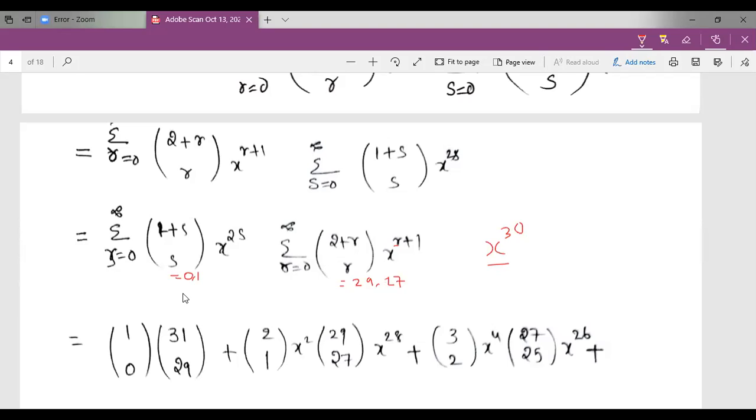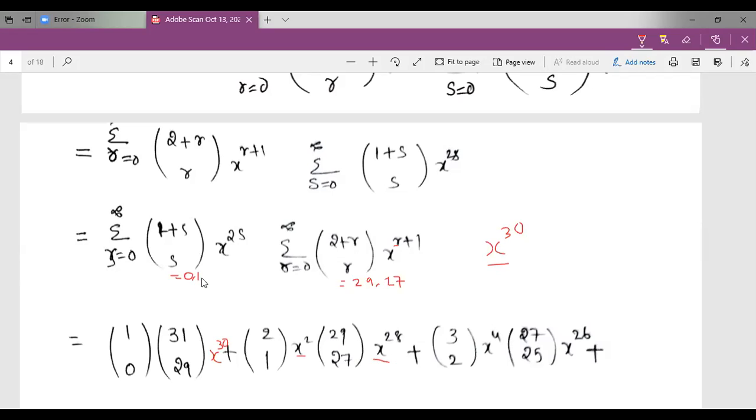Okay. So here s is equal to 1, we get 2C1, x square, and 29C27, x power 28. So here total coefficient of x power 30. So here x square and x power 28 gives the coefficient for x power 30.